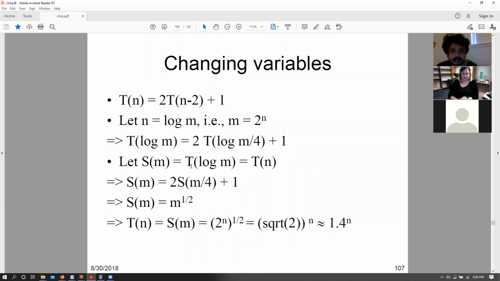Now we have another example here. T of n equals 2 times T of n by 4 plus 1. n equals log m, m is 2 to the power of n. We have a equals 2, b equals 4. We basically apply S of m equals 2 S of m by 4 plus 1.